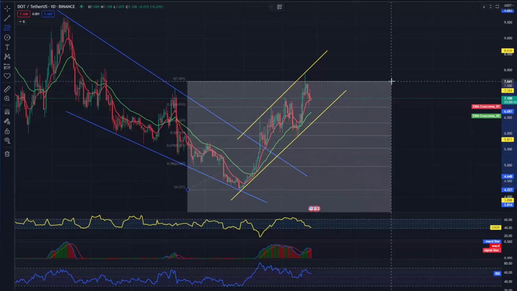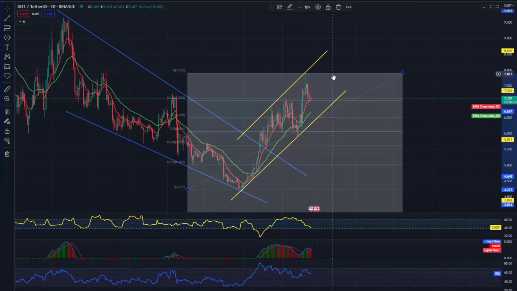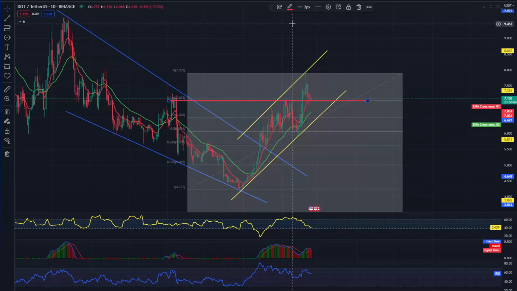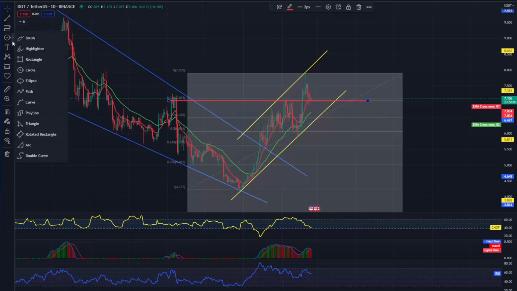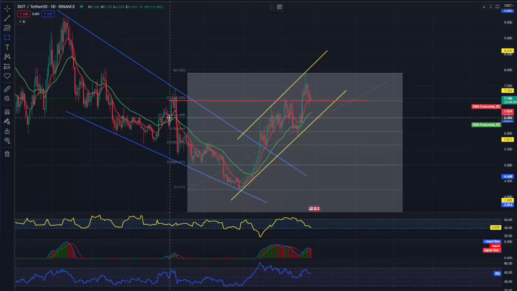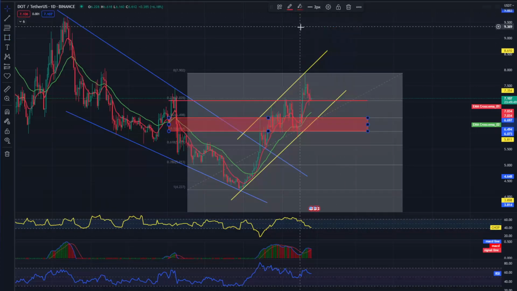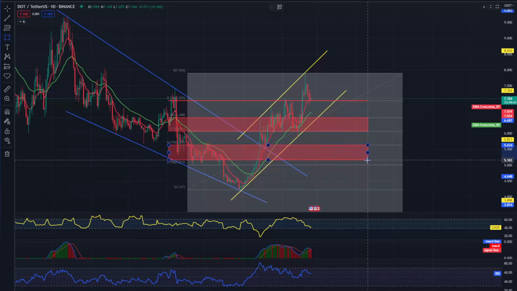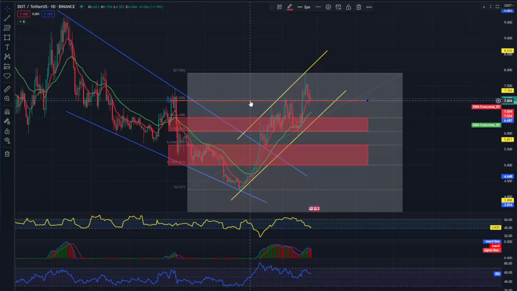Moving on, we can move on to marking support areas when we start a larger correction. And here the first support is at $7.03. Then we have a support zone from $6.50 to $6.07. And then we have a strong support zone from $5.63 to $5. But when the price drops below this zone, the next support is at the price of $4.23.